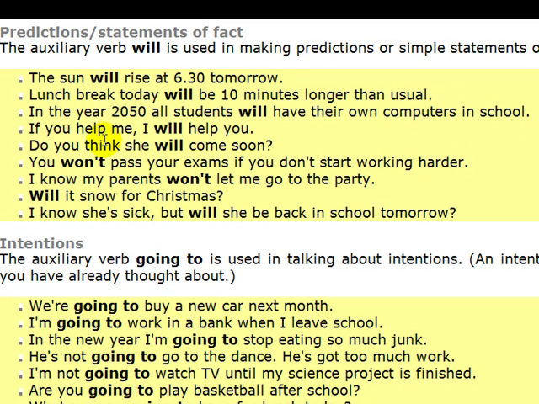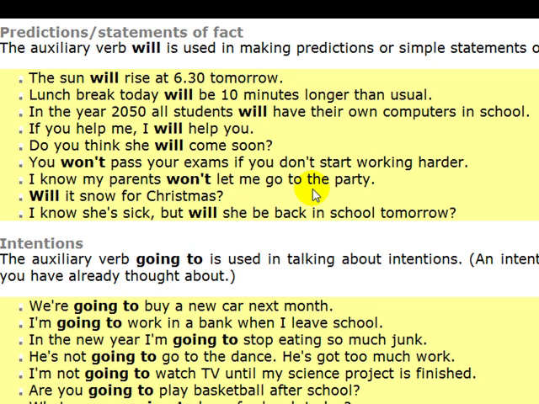If you help me, I will help you. Do you think she will come soon? You won't pass your exams if you don't start working harder. Here we have an example, a negative aspect of that. You won't pass, okay? I don't know my partner's parents. I know my parents won't let me go to the party.